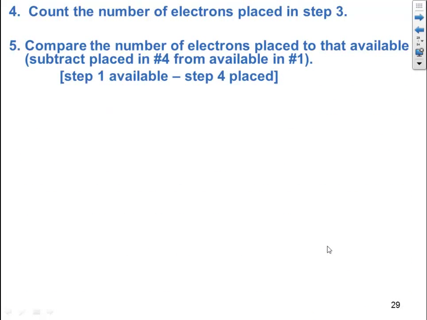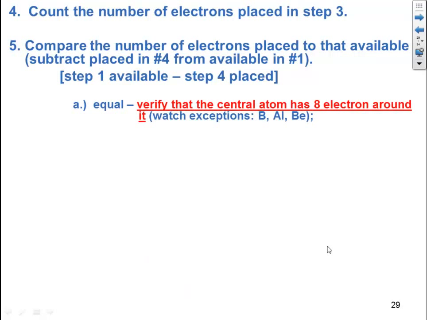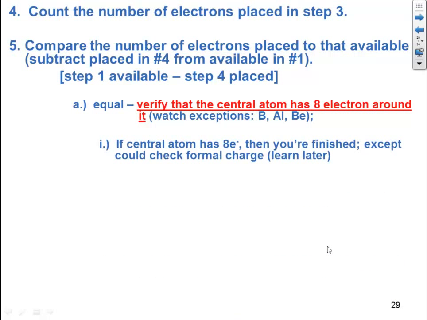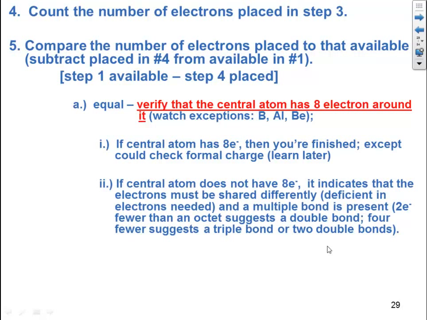Compare the number of electrons placed to that available, meaning subtract the number placed in step 4 from the number available in step 1. So available minus placed. If they're equal, we verify that the central atom has 8 electrons around it. Watch the exceptions: boron, aluminum, and beryllium. If the central atom has 8 electrons, then you're finished, except you could check for formal charge, which we will discuss later. If the central atom does not have 8 electrons, it indicates that the electrons must be shared differently.